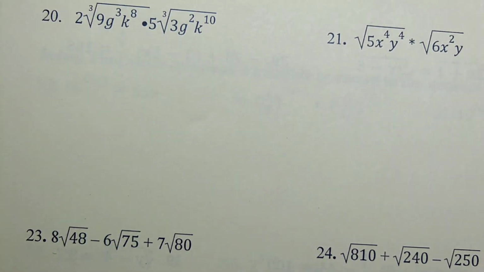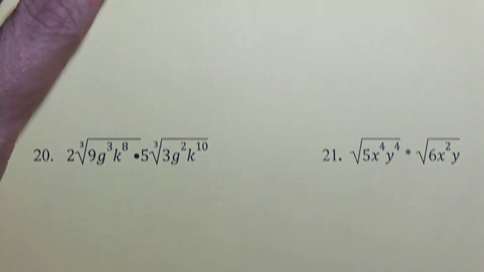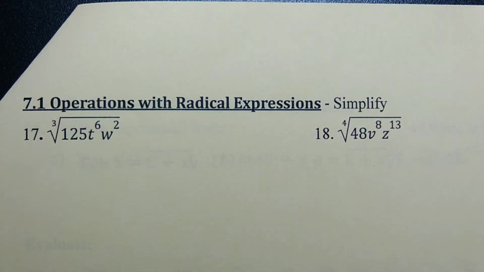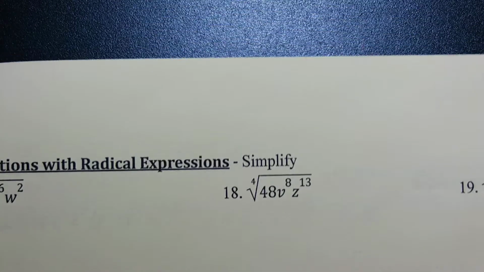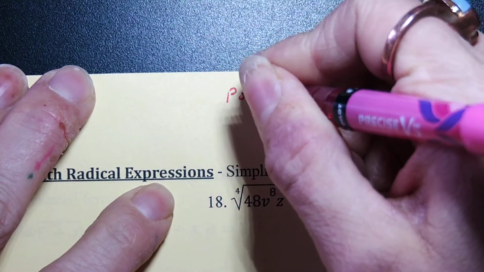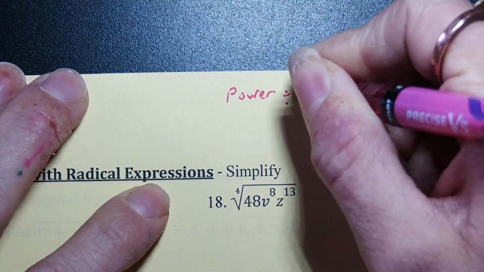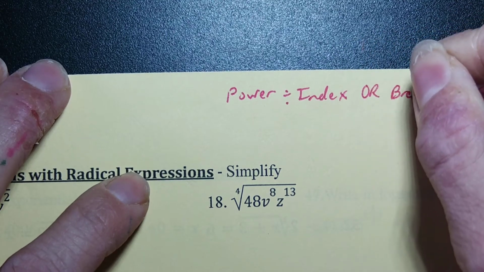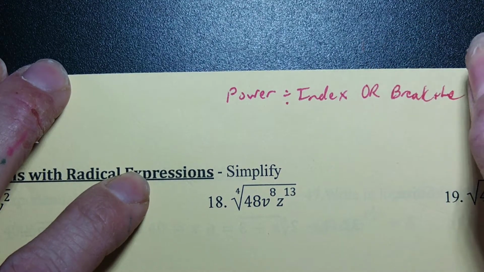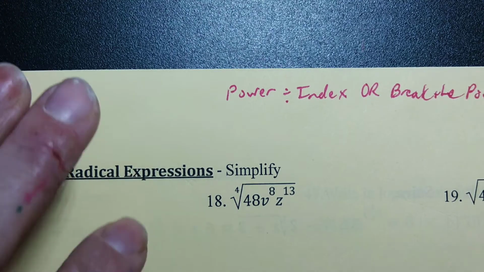All right, so 7.1. This is a big one because the only instructions are to simplify, but as you probably remember from this chapter, there's lots of little nuances to these square root problems. First, when you simplify a square root with variable powers, you take the power divided by the index, or you break the power, and we'll talk about breaking the power.